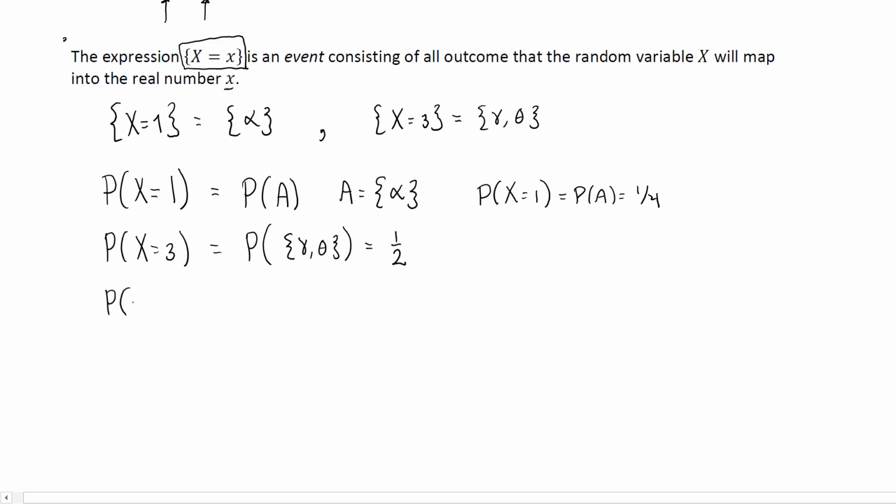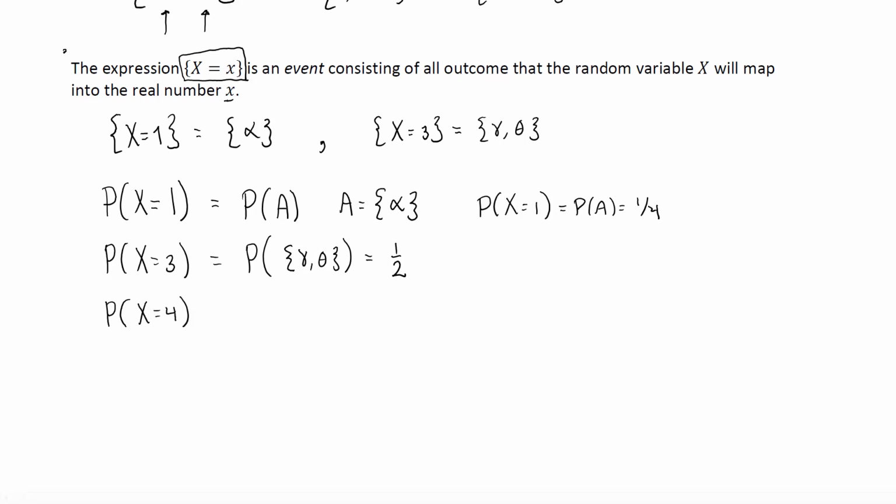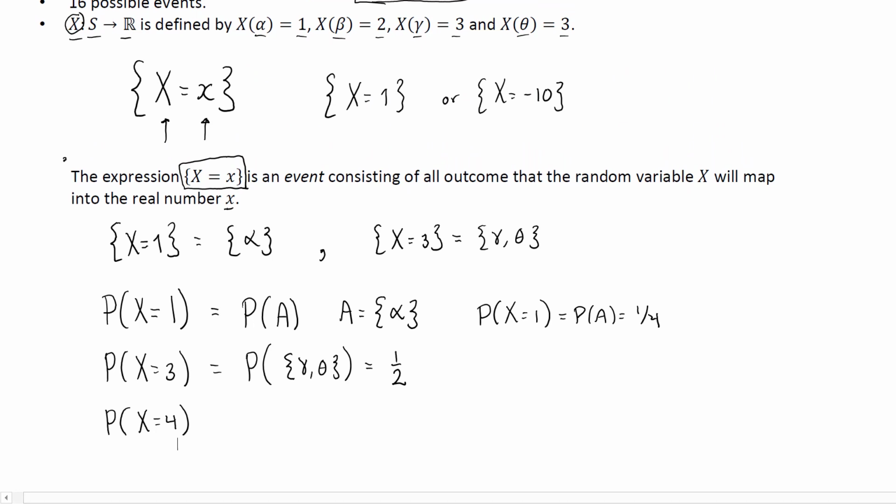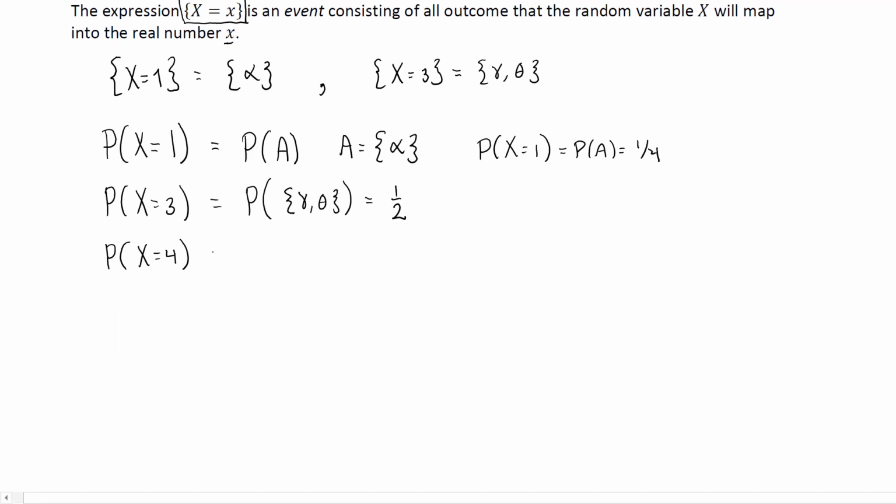If we consider something like P(X = 4), then, well, briefly going back to our random variable X, we see that it doesn't map any element to 4. 4 is not in the range of the random variable X. So that is simply the same as the probability of the empty set, which in turn is equal to 0. We can extend this idea to probabilities of intervals.